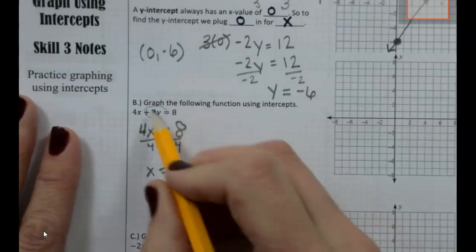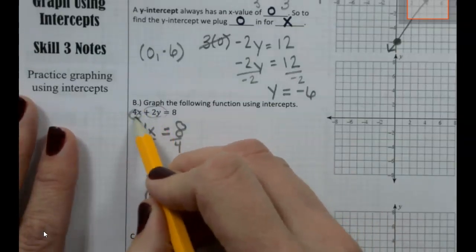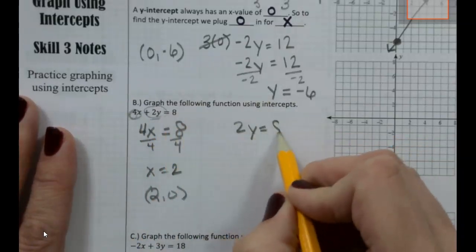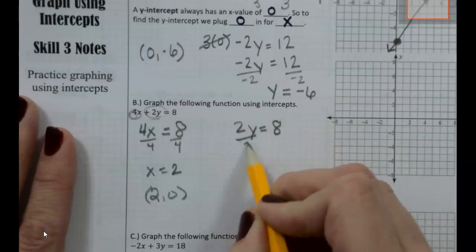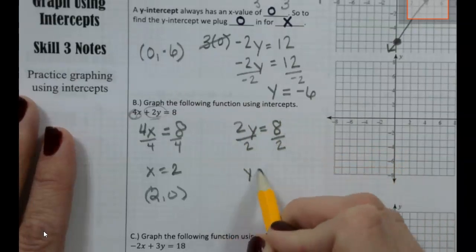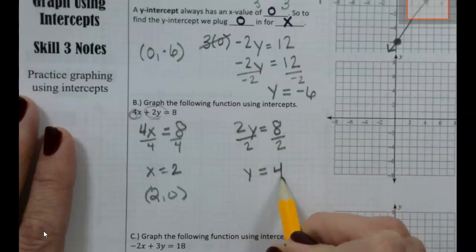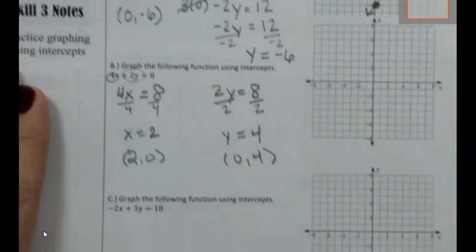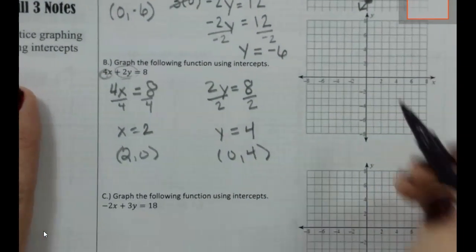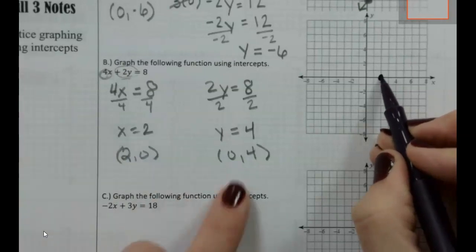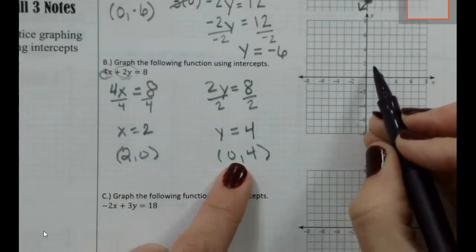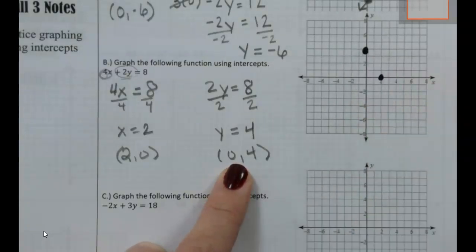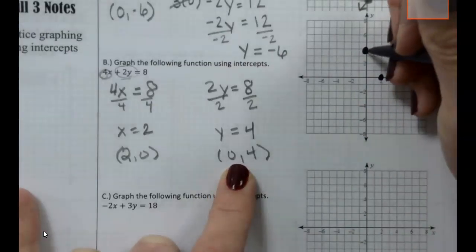Now to do my y-intercept, I'm going to put a 0 into the x part, so I'll be left with this y part. Divide by 2. My y-intercept is at 4. So my first dot is going to go on the x-axis at 2. My second dot is going to go on the y-axis at positive 4. And then I'll connect them to get the graph of my linear function.